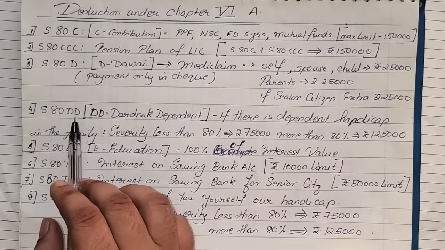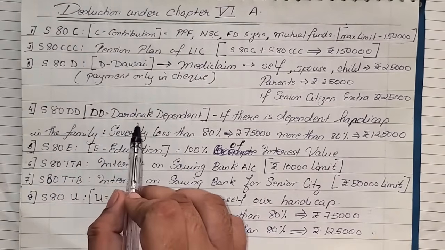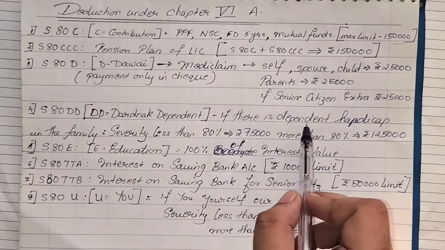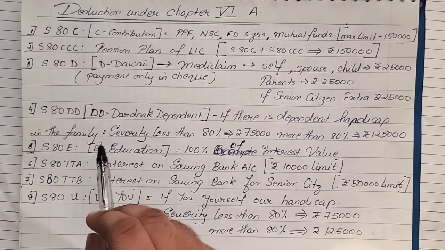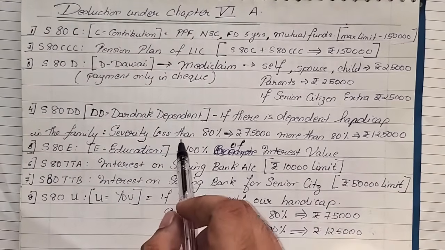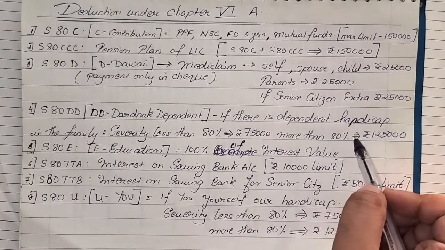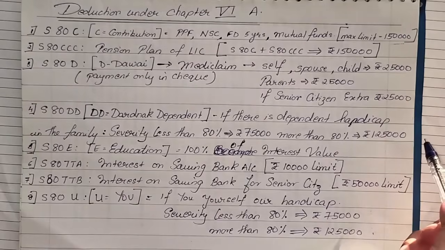Next is 80DD. For double D, remember the words dardnak dependent. Okay, there is a diseased person with a very dangerous disease, and he is a dependent person. So if there is a dependent handicapped person in the family, then if the severity is less than 80%, you can get a deduction of 75,000, and if it is more than 80%, you will get a deduction of 1,25,000. The severity level will be mentioned in the question.